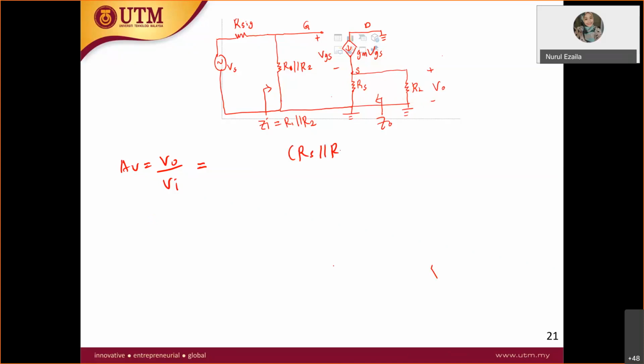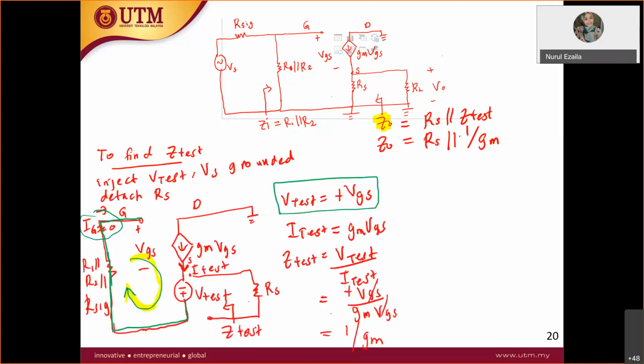Now what about the current over here? Do you have to put negative, or can you straight away take GM VGS? Current is going down to the plus V out, therefore it is plus GM VGS. Sorry, I have to go back here.